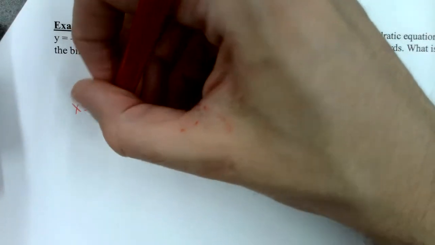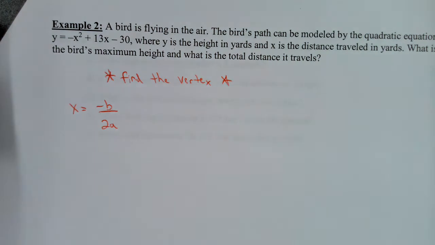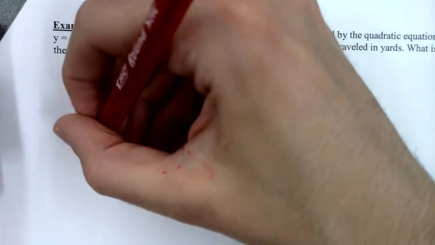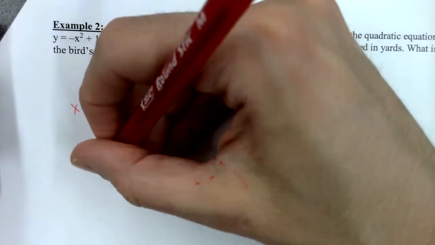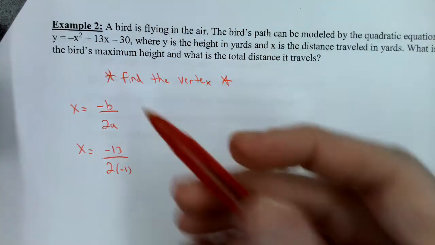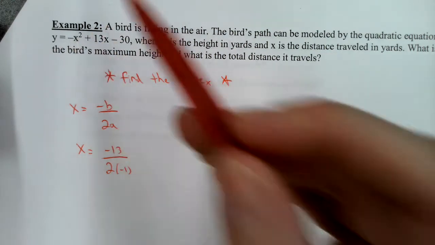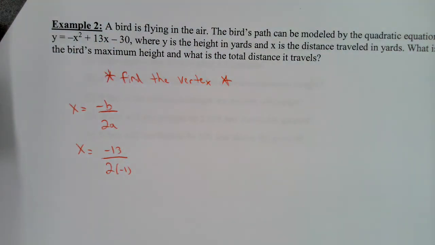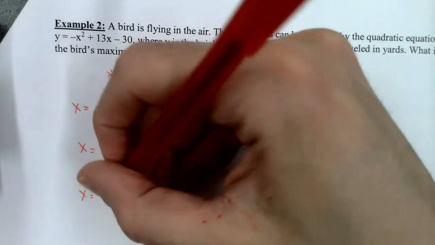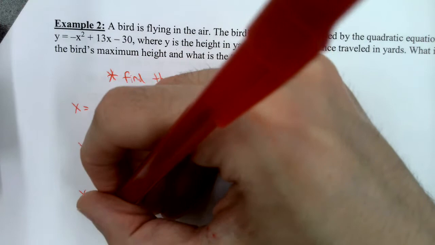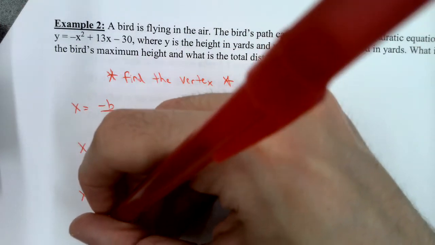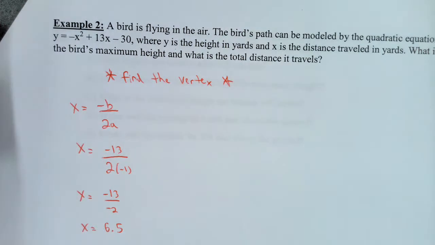x equals the opposite of b divided by 2 times a. So x equals negative 13 divided by 2 times a, which is 2 times negative 1. That gives you negative 13 divided by negative 2, which gives you x equals 6.5. That is the x value of the vertex.